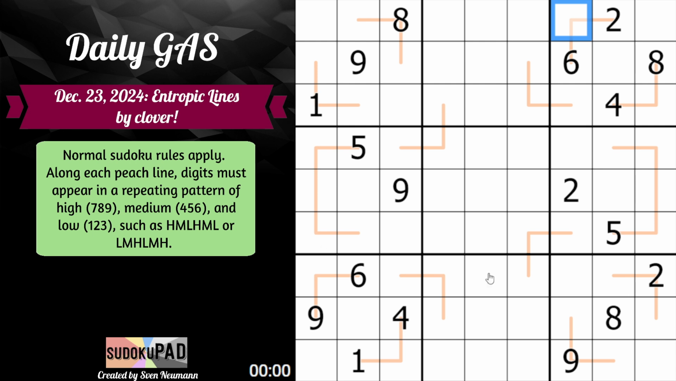And we need to do that throughout the grid, where most of our entropic lines are 3 length, but I do see a couple with a few extra digits on these. And that's it. Those are the rules. Let's just jump right into it.